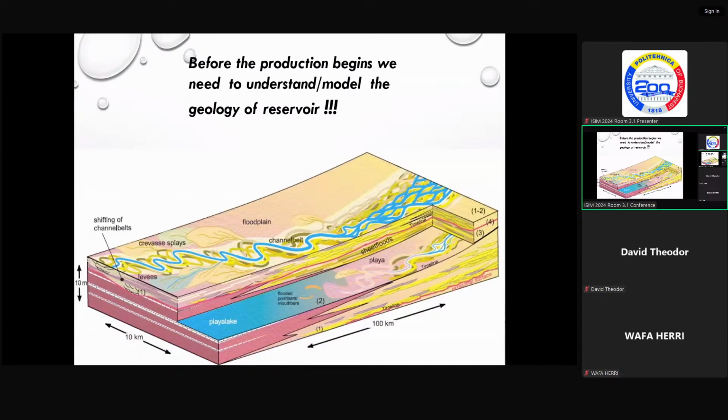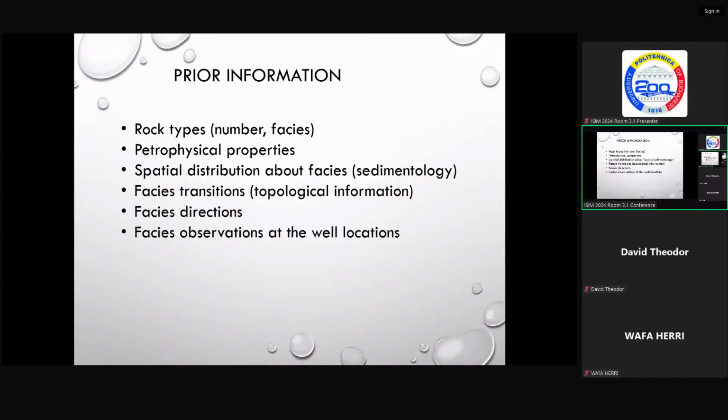Before the production begins, we need to understand the geology of the reservoir and to make the modeling of this oil reservoir. What do we need? We need some prior information about rock types, spatial distribution, phases, direction, phases observation, and well location from the oil reservoir.